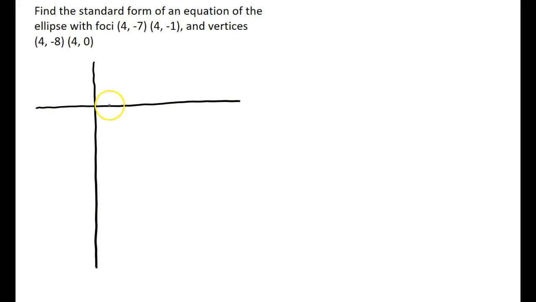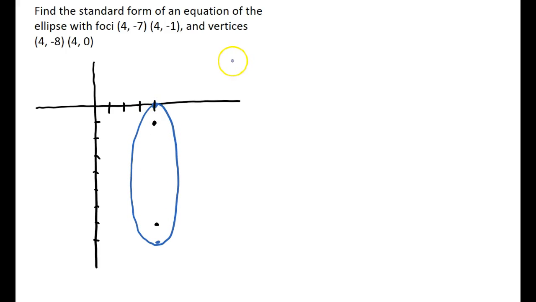Okay, last example. So this time we know where the foci and the vertices of this ellipse are. We're supposed to find the equation. All right, so here we go. It helps to kind of get a picture of where all these parts are. So I've got foci at 4, negative 7, 4, negative 1, and I've got vertices at 4, negative 8 and 4, 0. Now remember that the foci are always on the major axis, so this ellipse is doing something like that.